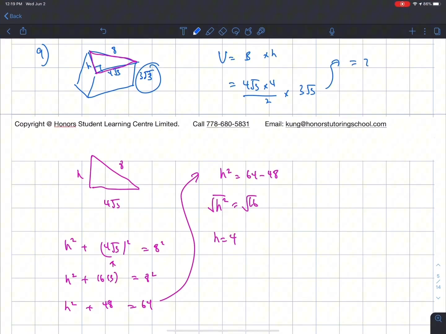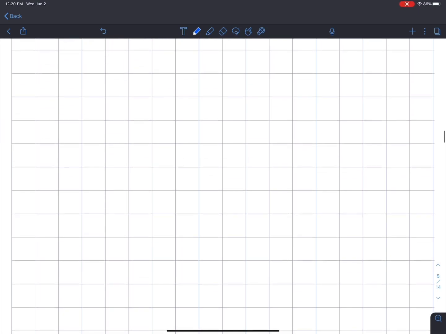So that is 72 meters cubed. Okay, so you're allowed to use a calculator for all these word problems. And then question 10.